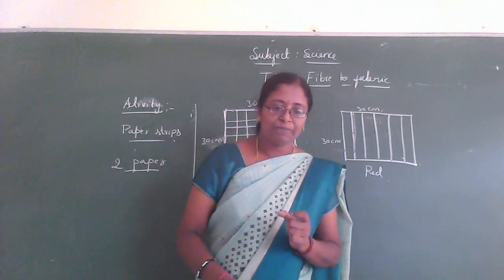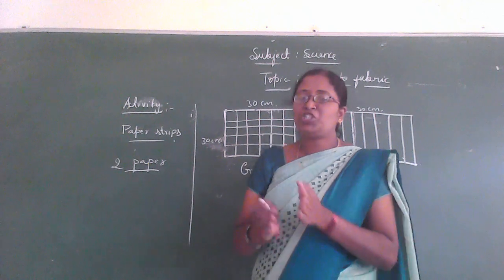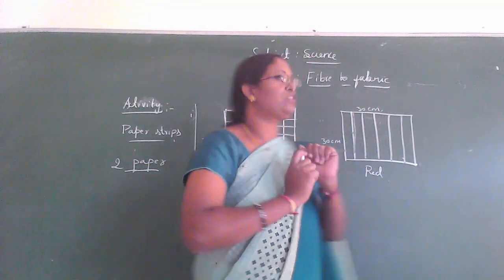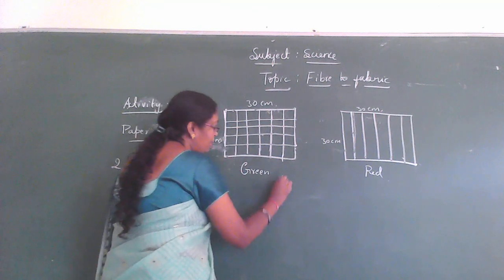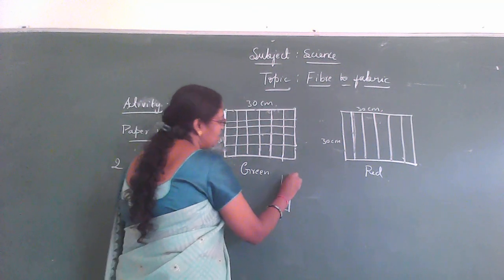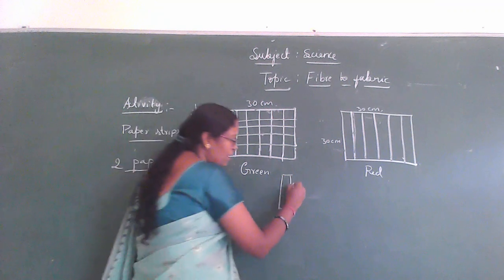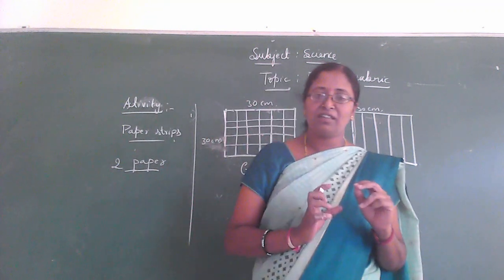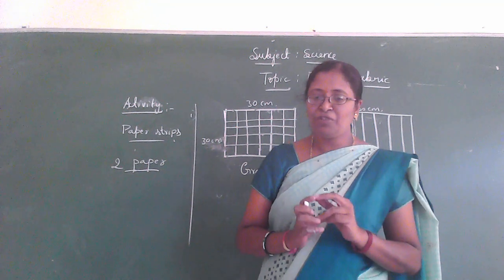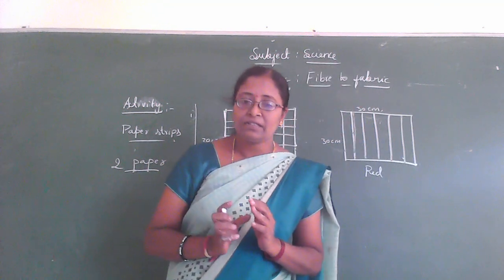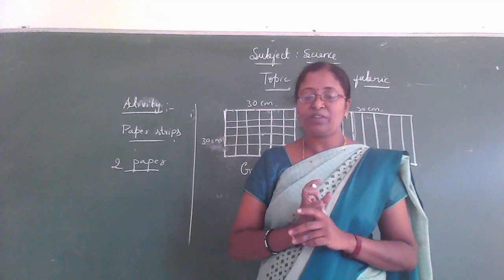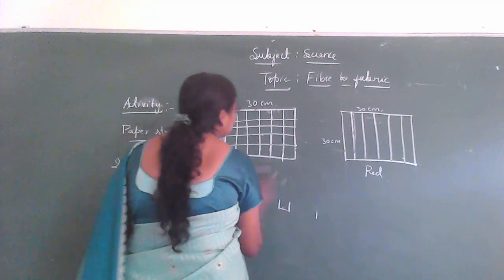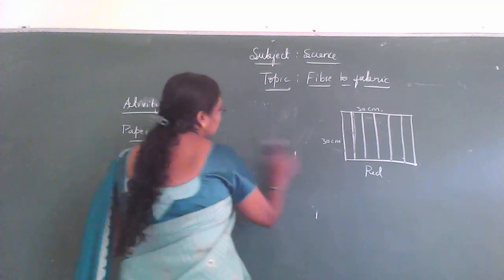In the same way, two sets of yarn are woven to make a fabric. The yarns are much thinner than the paper strips. Of course, here our paper strips are thicker, but compared to the paper strips, yarns are very thin. So weaving of fabric is done by loom. So children, weaving of fabric is done by loom.